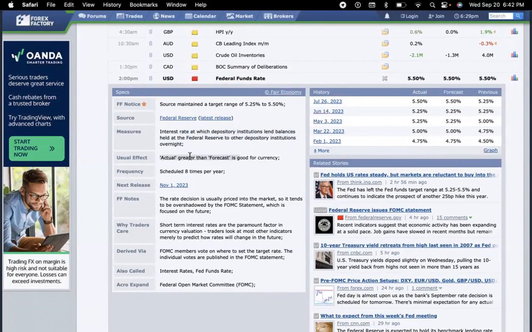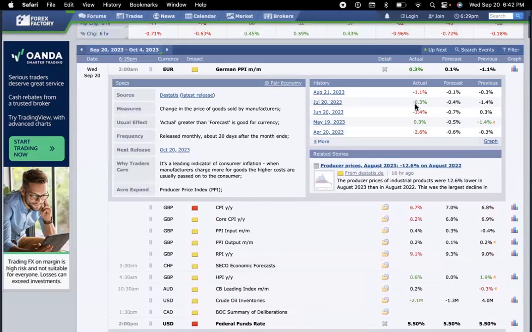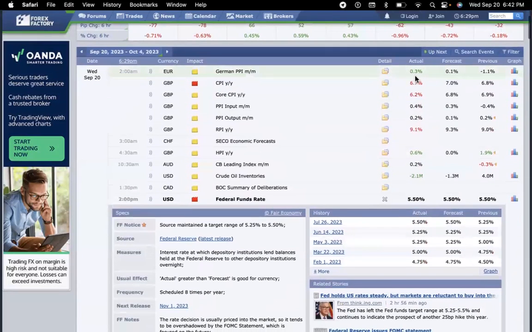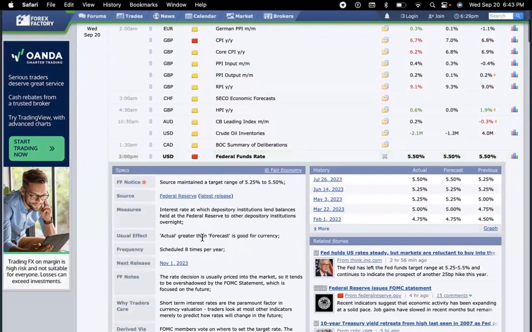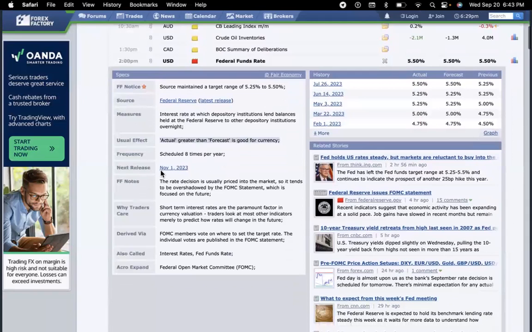Again, actual greater than forecast is good for currency. And when they say actual greater than forecast, those are these numbers here. Wait, so let me close this. These numbers here, so we can see actual, right? And then we can see what the forecast is. So if the actual turns out to be greater than what is forecasted, then that would probably be good for the currency pair, which is your USD in this case. It also tells us that the next release for this report is November 1st, 2023.